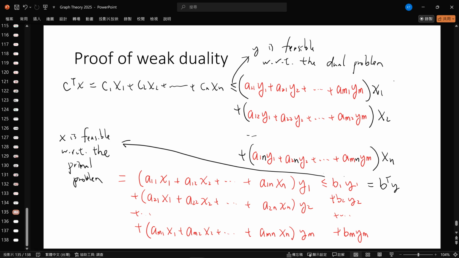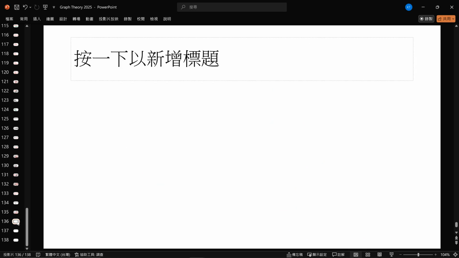Are there any questions? So recall that the reason we want to discuss primal-dual transformation is because we want to figure out why we can think of vertex cover when we consider matching. So what is the relationship between matching and vertex cover?